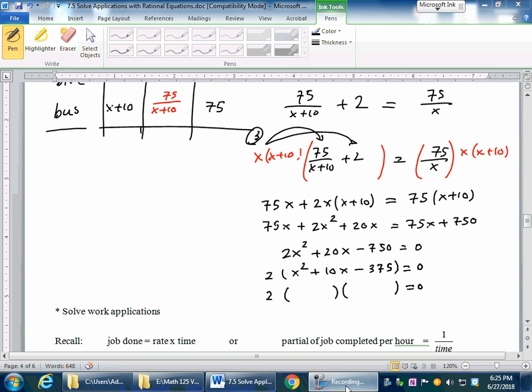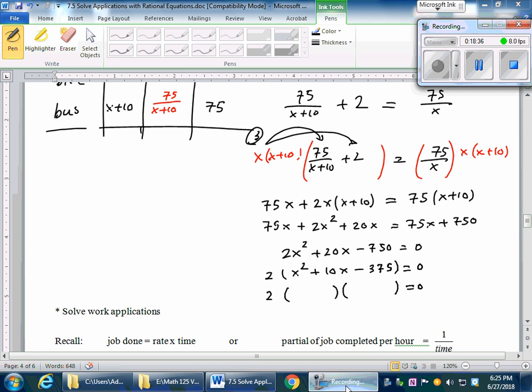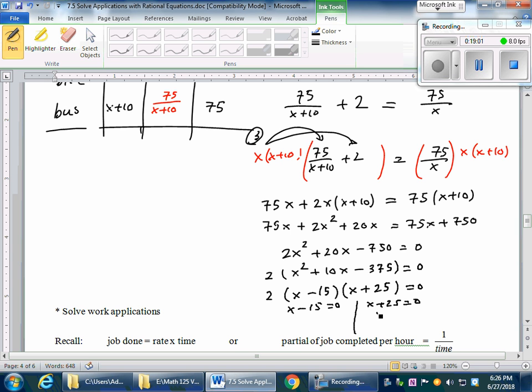See if you can factor faster this time or not. So 375, that is basically 25 times 15, and 25 minus 15 gives me 10. So this gives us x minus 15 is equal to 0, and x plus 25 is equal to 0, and I got x is equal to negative 25, and x is equal to 15.